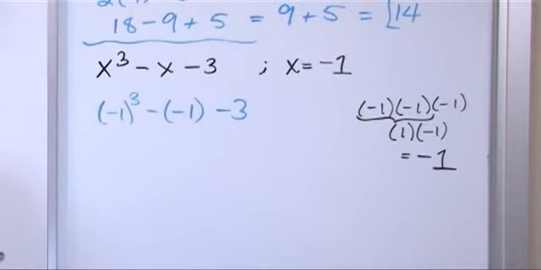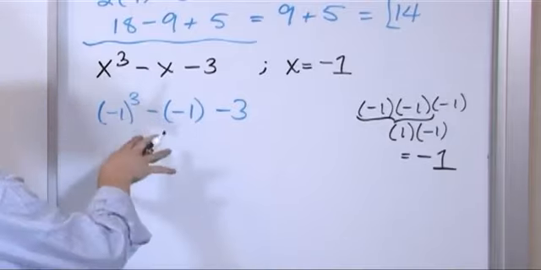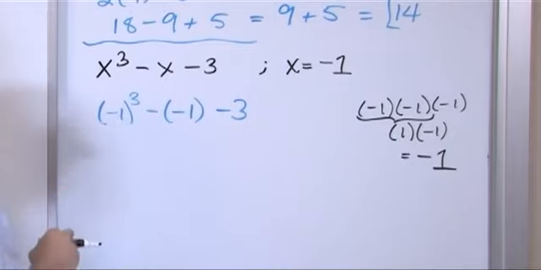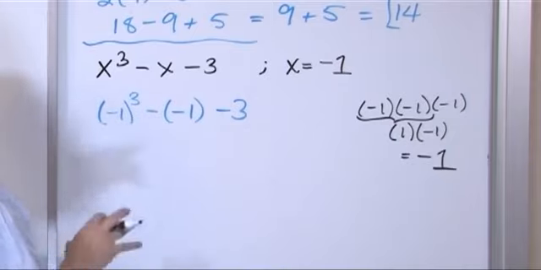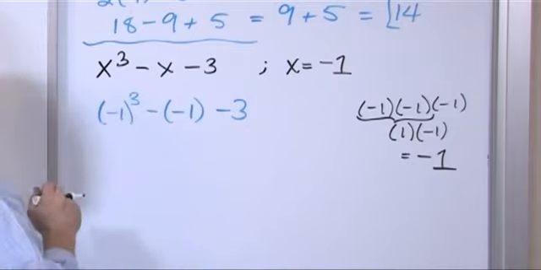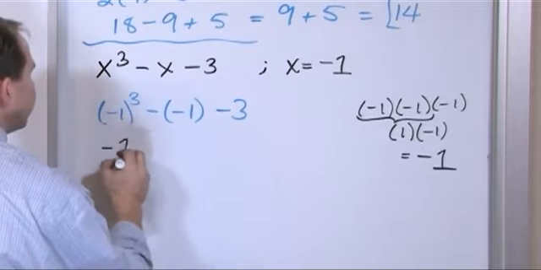Okay? So if you do it the other way, you're very likely to get into trouble, especially if it's not a cube. If it's a square or some other power, you're going to get actually the wrong answer. So do yourself a favor, wrap it up in parentheses. So what we're going to have out here is -1.